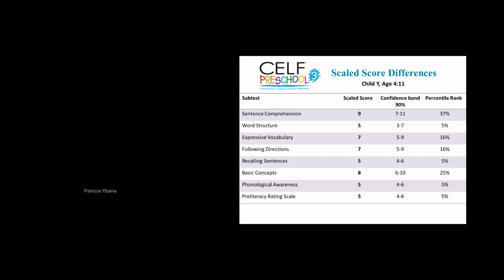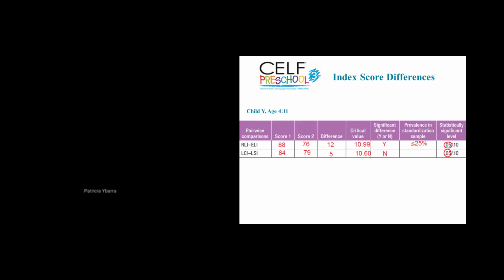You can see that the two subtests at the end, phonological awareness and pre-literacy rating scale, are lower than average range of performance. So that information looks to be consistent with the concerns that parents and teachers reported. And then we can look at index score differences for information on significant differences in performance. We can determine that receptive language is a relative strength. And language content and language structure scores both fall in the below average range of functioning. But there's not a significant difference between them.